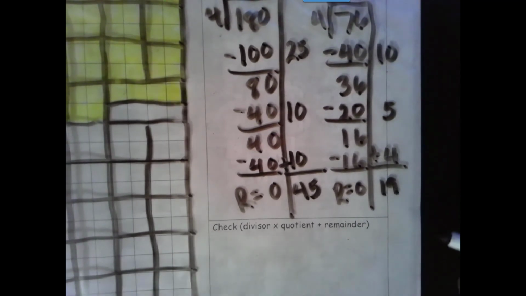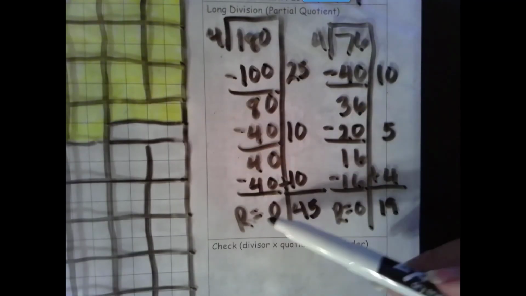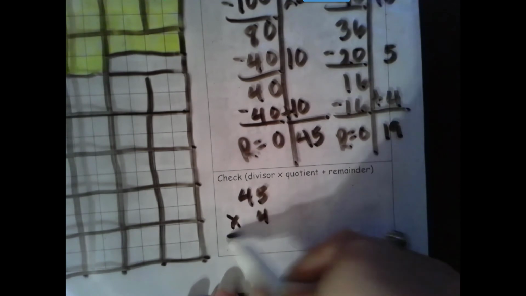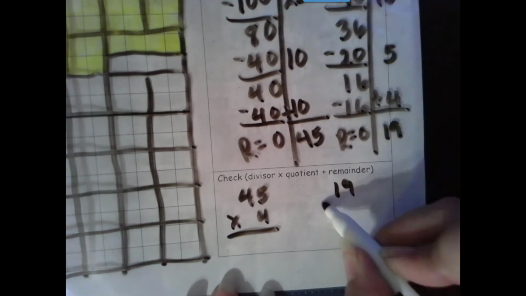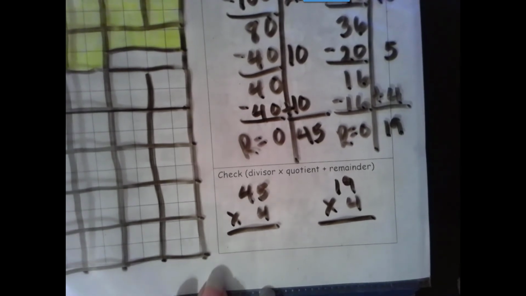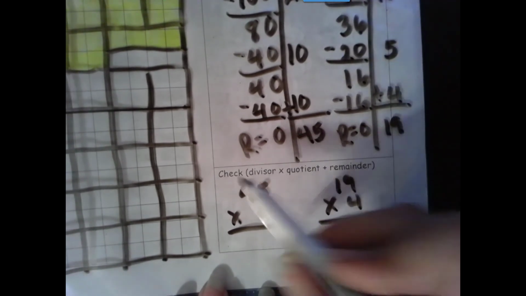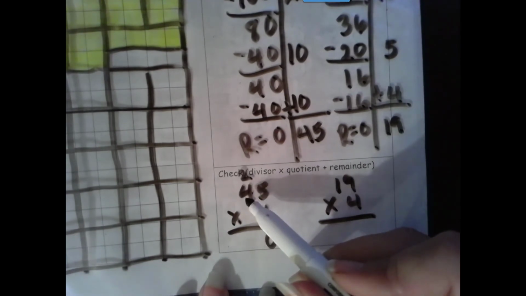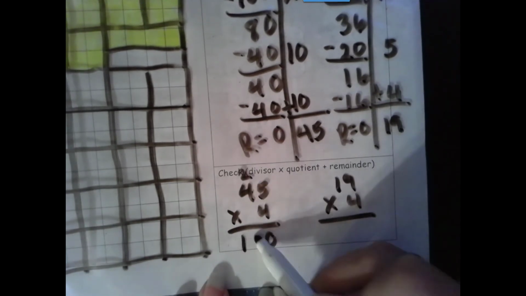All right, now let's check. Divisor times quotient plus remainder. Since our remainder is 0 for both, and the identity property of addition says when you add 0, it stays the same, we don't need to take the time to add the 0. 4 groups of 5 is 20. 4 groups of 4 tenths is 16 tenths, plus 2 more tenths is 18 tenths.